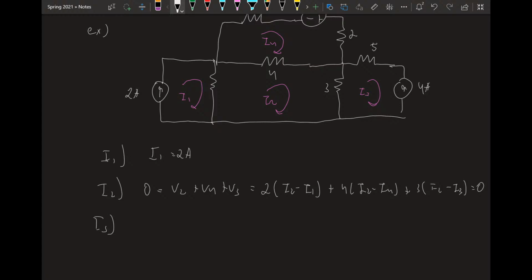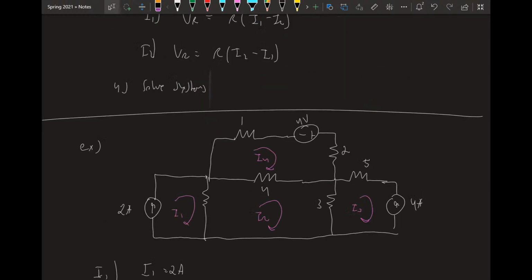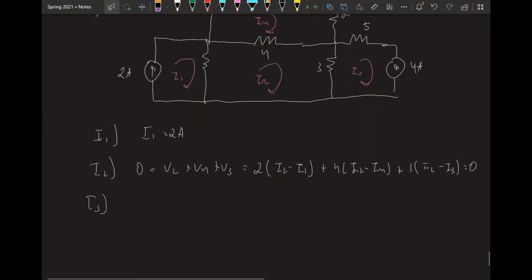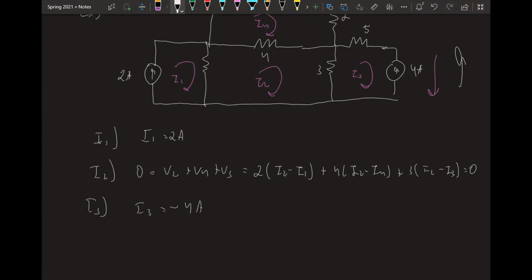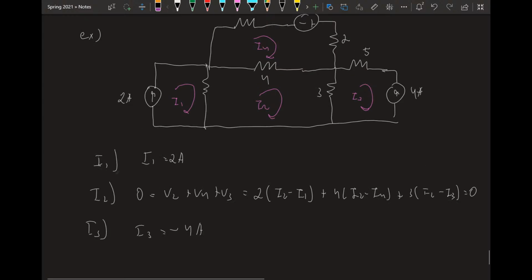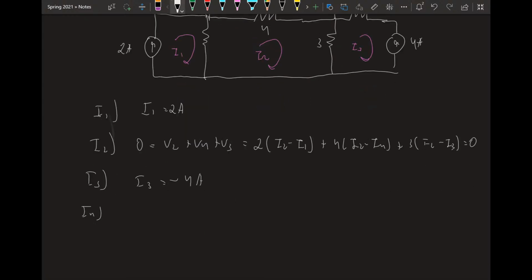I3. So if we look at I3, it's just like I2. I3 goes here, here, and when it gets over to the right-hand side, it's the only current running in this branch. So it has to be that branch current. However, it's defined the opposite way. So we're going to say that I3 equals negative 4 amps because it's defined in the opposite way as that current source pushing 4 amps up. So we don't need to write a system, we can just say what it is. For I4, we're going to have to write a system of equations.